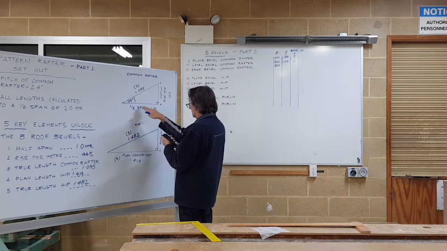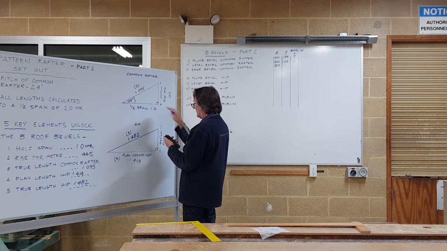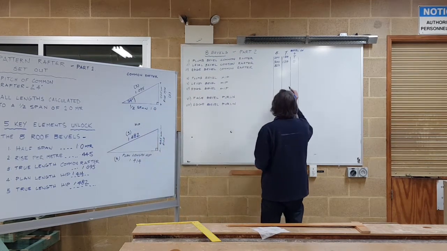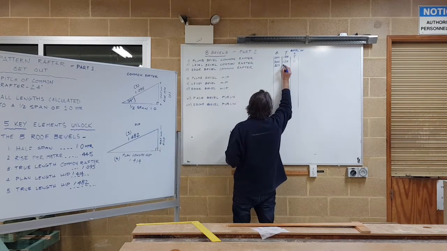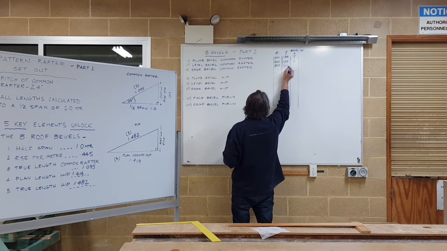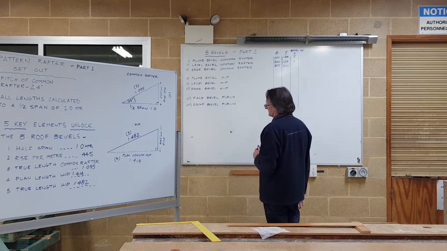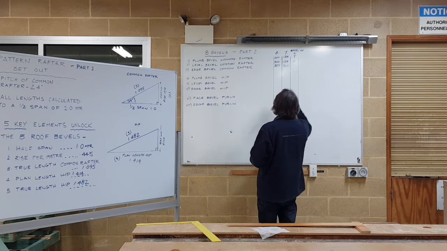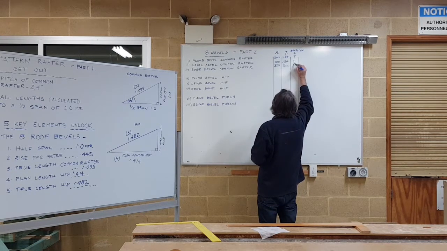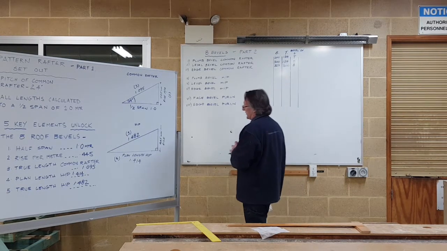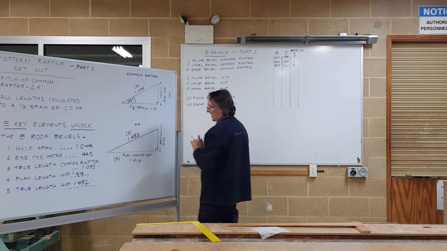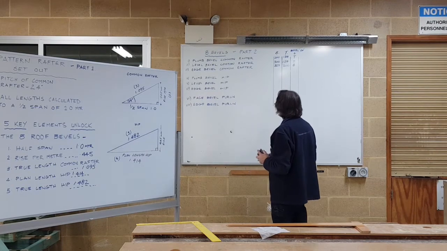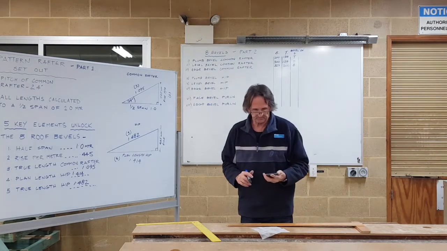On the tongue, I'm going to want the metre, that's the other component, the half span. I know if I multiply a metre by 0.3, it gives me 300. So that's what would go on the tongue. And the bevel is found on the blade, because that's where the true length sits. The true length always denotes where the bevel is. So that's fantastic.